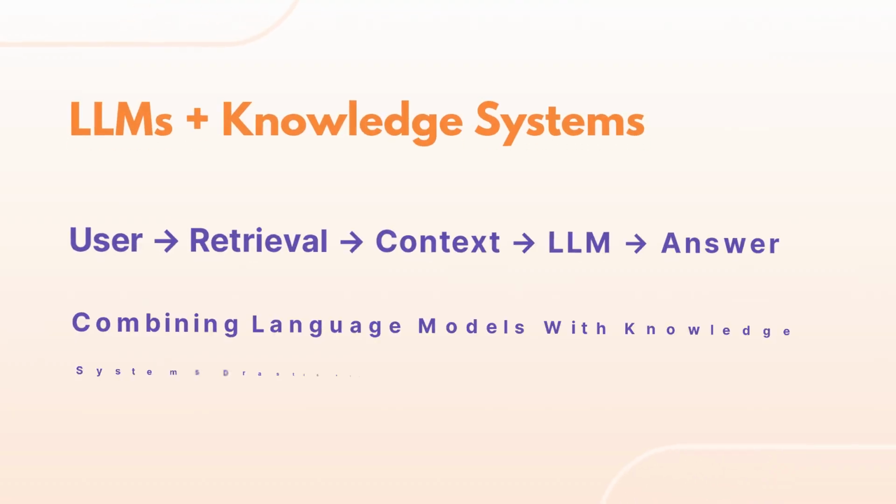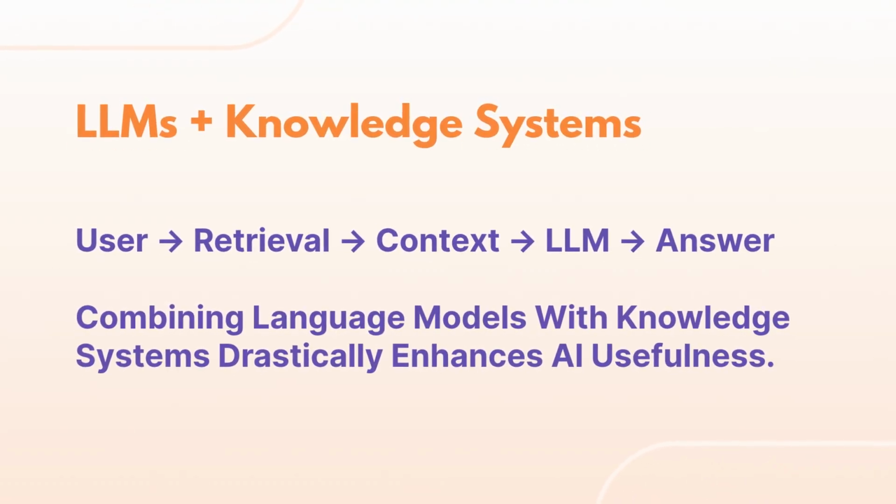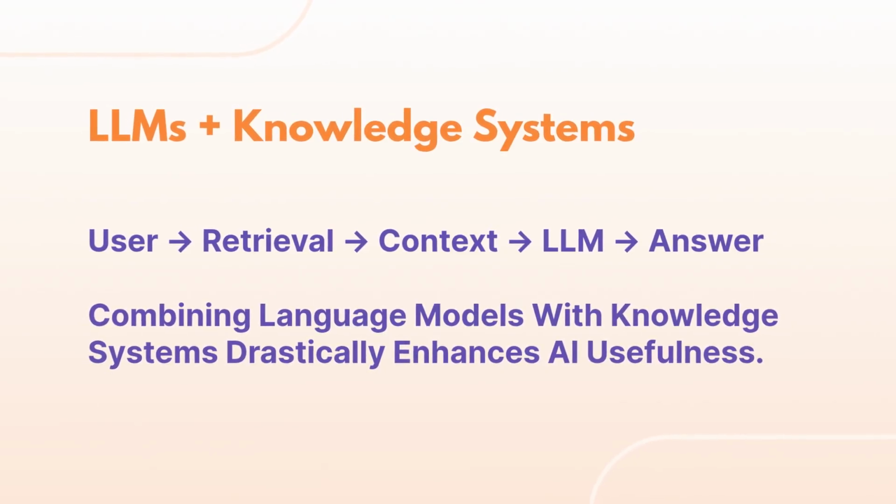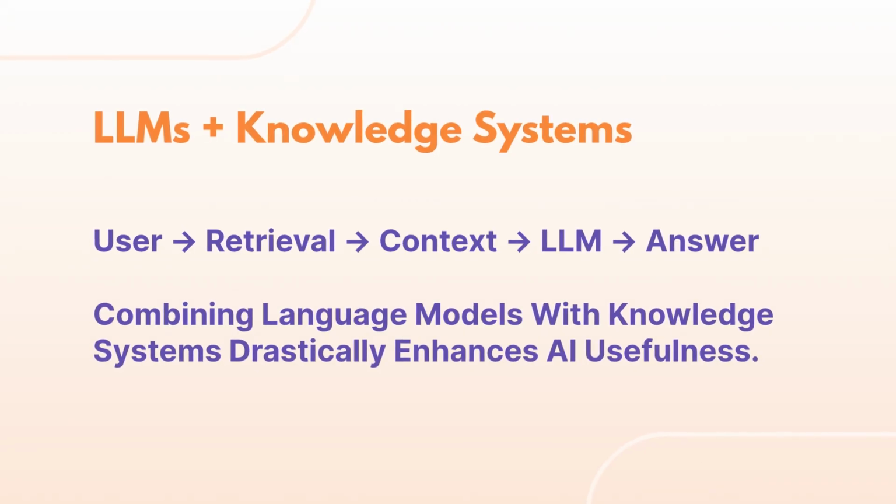The key idea is simple. Language models become far more powerful when combined with external knowledge systems. Instead of expecting the model to know everything, we build systems that help the model find the right information. This combination is what makes modern AI assistants truly useful.